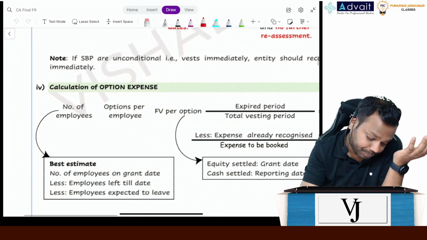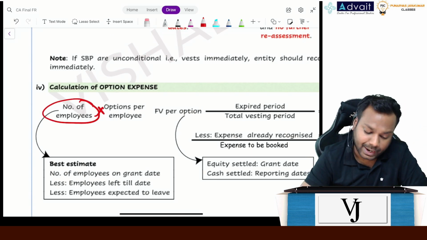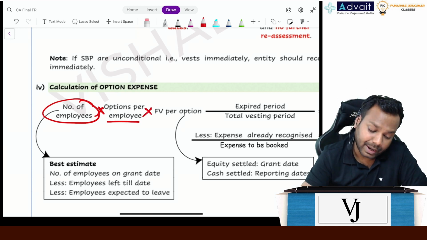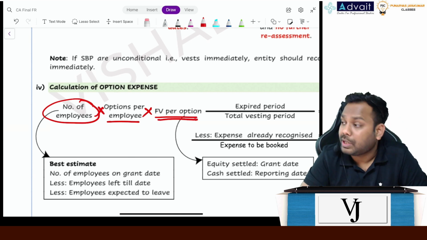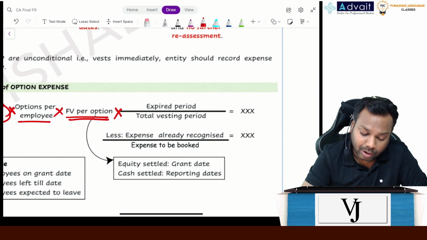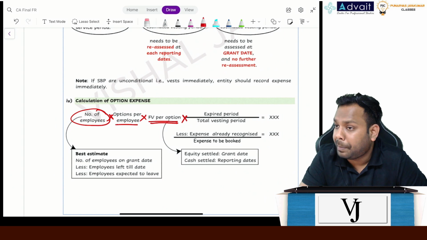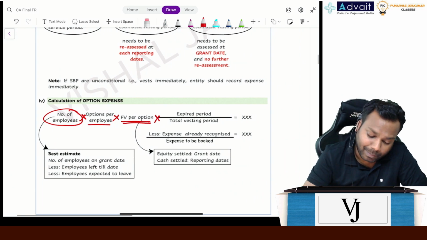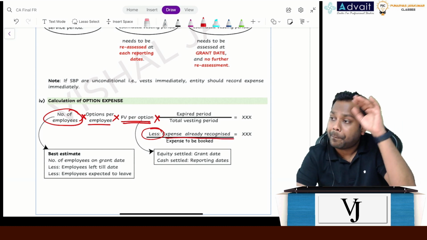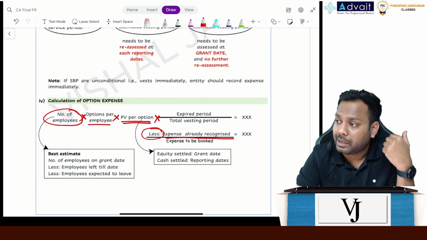For the company, it is number of employees, multiplied by how many options I have given to each employee, multiplied by the fair value of each option, then multiplied by the expired period divided by total vesting period. This will give you the total expense to be booked till date. But now I have to reduce the expense that is already recognized in the previous years. That will give you the amount of expense that you have to book in the current year.